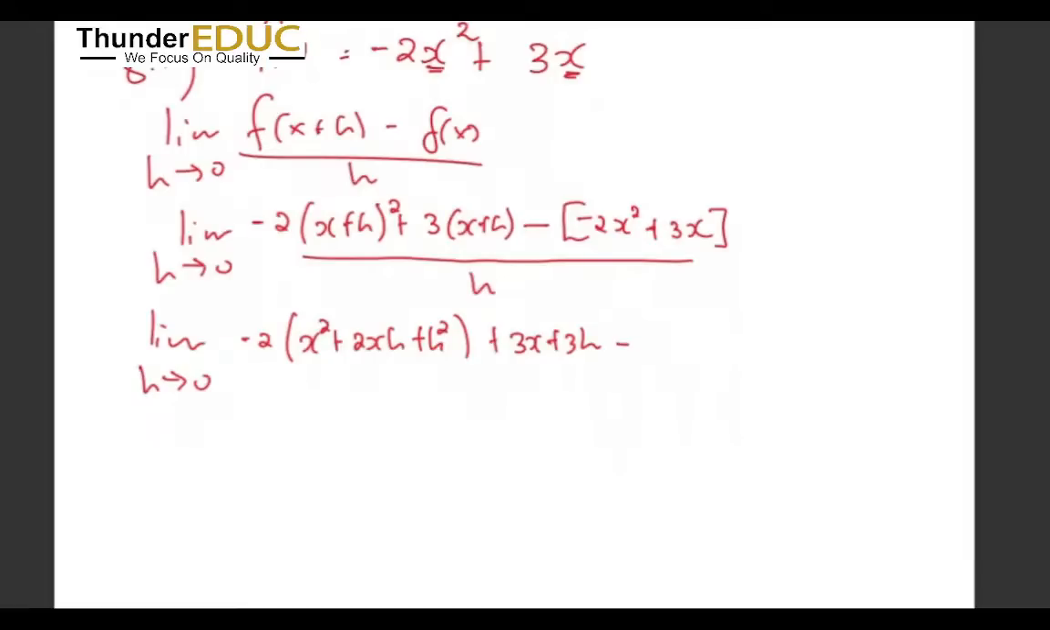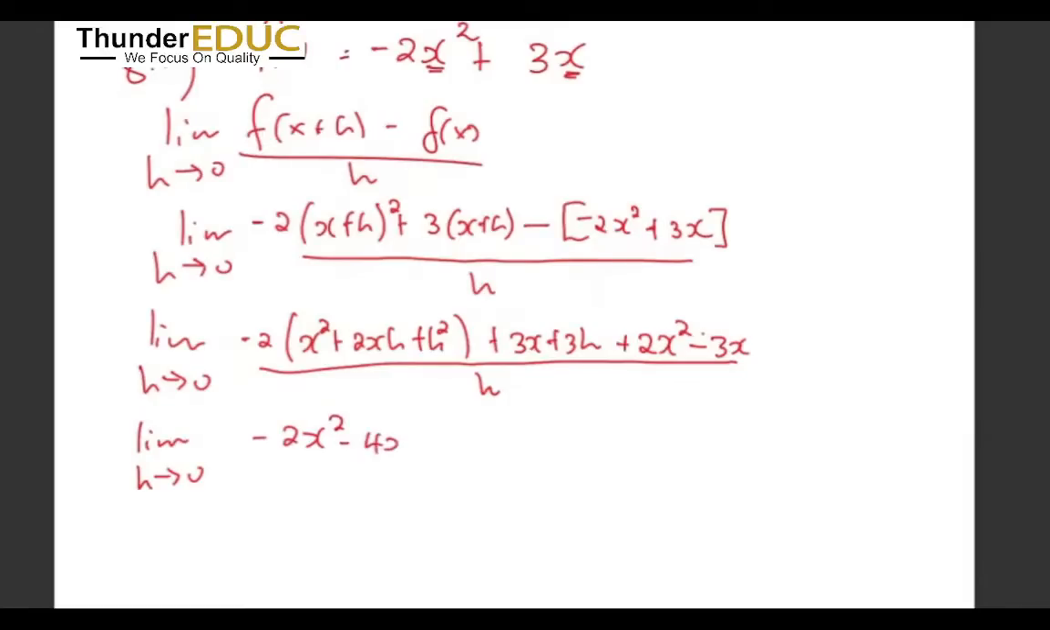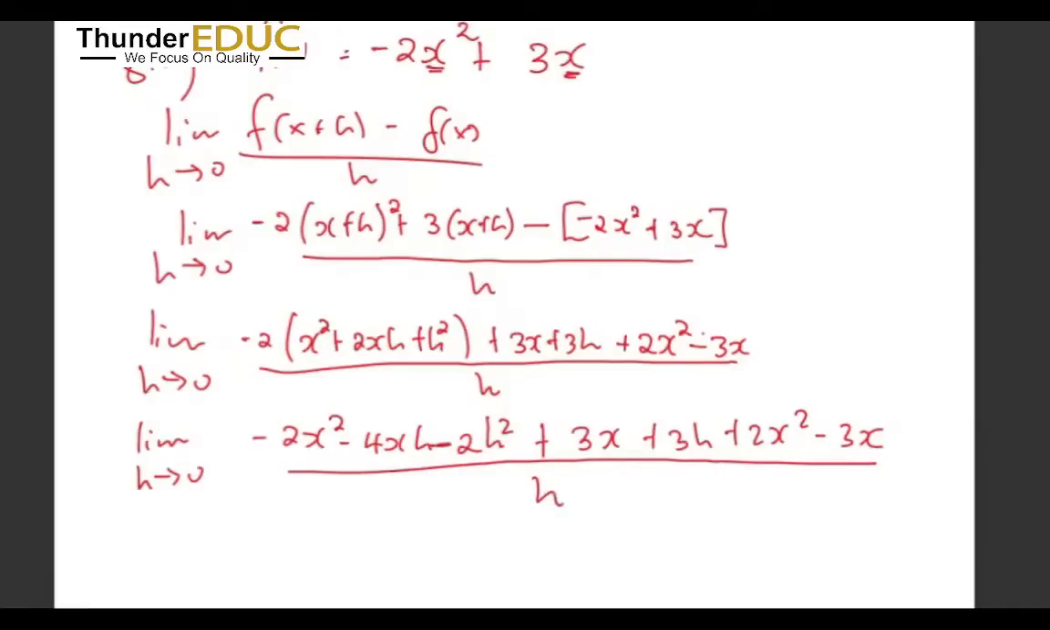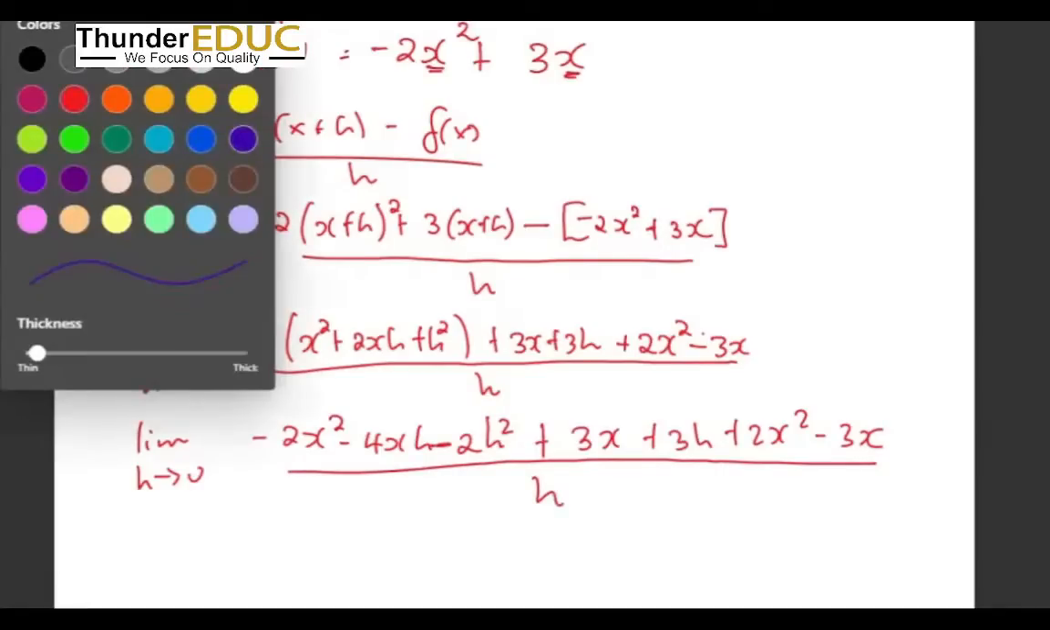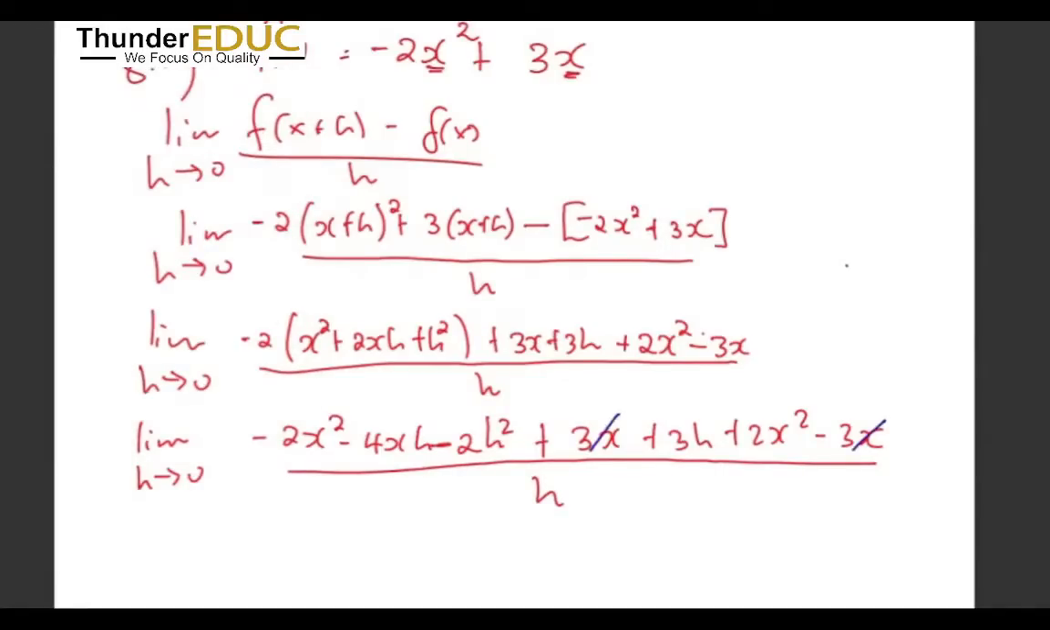Open that up, minus, no, it's now a plus 2x squared minus 3x. Everything is over h. Then the limit as h tends to 0 is negative 2x squared minus 4xh minus 2h squared, plus 3x plus 3h plus 2x squared minus 3x. Everything is divided by h. Then we just need to cancel out what seems to be common: negative 3x and positive 3x, 2x squared, and this one will go. Then I can take out the h.